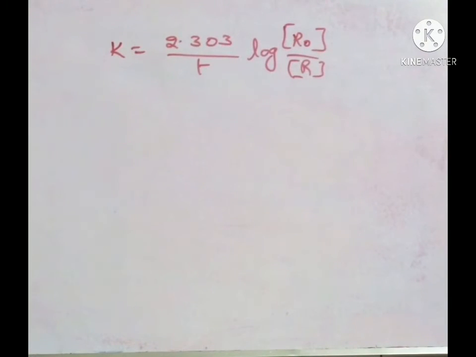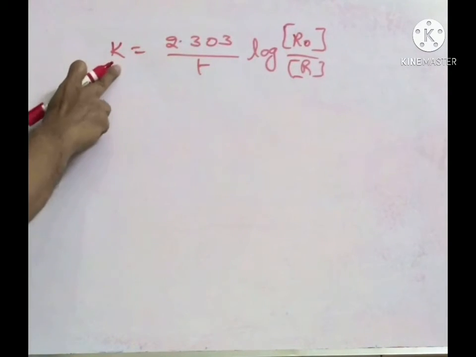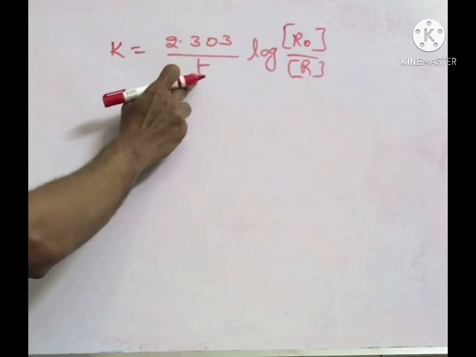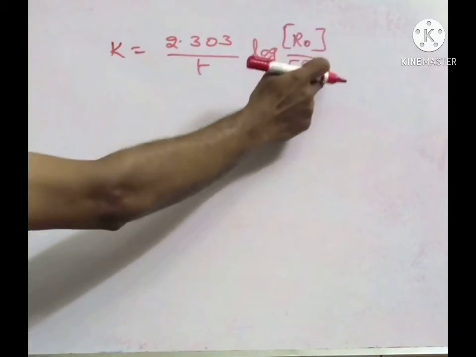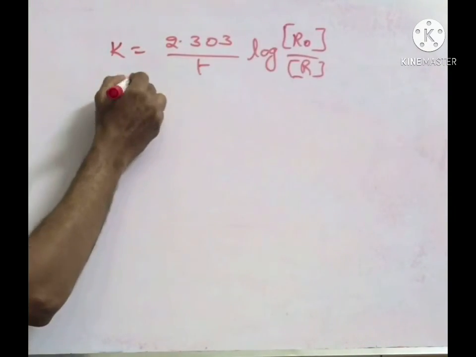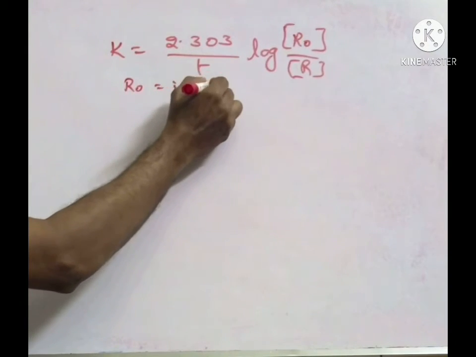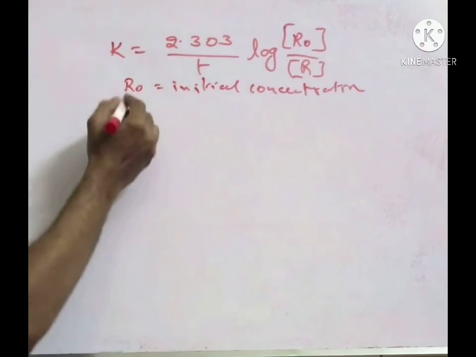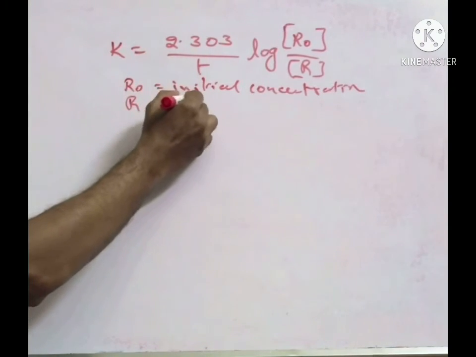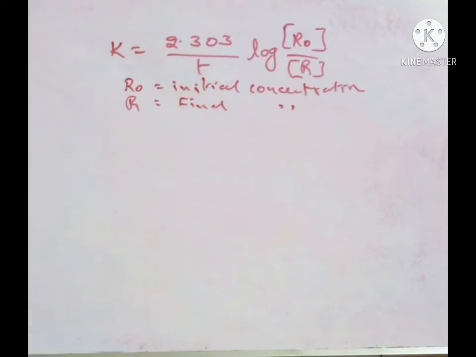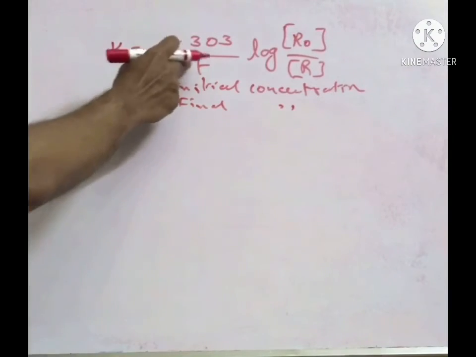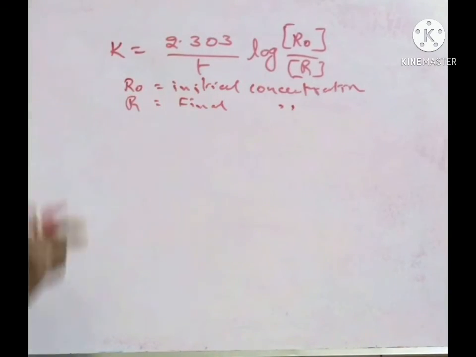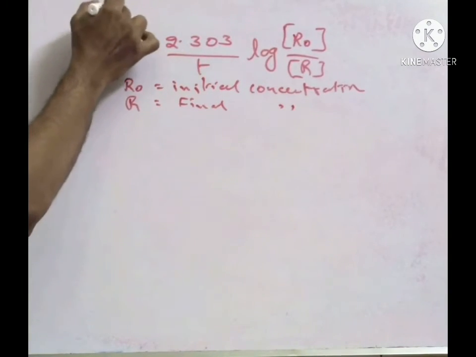Next we will see how to calculate the half-life period for a first order reaction. For a first order reaction, the rate constant K equals 2.303 by t log R0 by R. R0 is the initial concentration and R is the final concentration. t is the time taken for the reaction and K is the reaction rate constant. This is for a first order reaction.